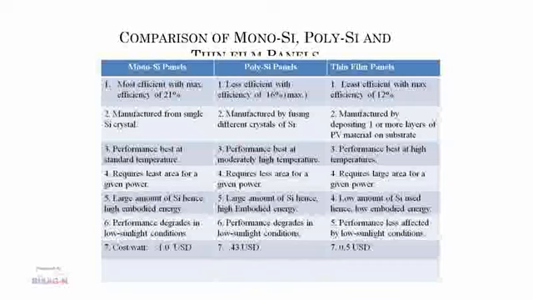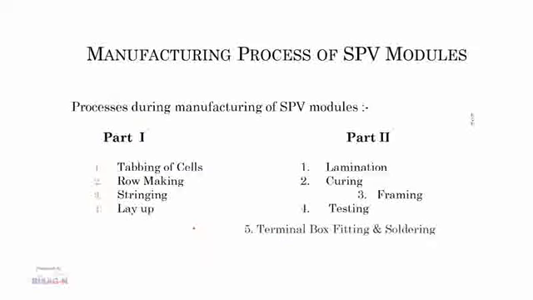Requires least area for a given power, requires less area for a given power, requires large area for a given power. Manufacturing process of SPV modules. Processes during manufacturing of SPV modules, part 1 and part 2. First one: tabbing of cells, row making, stringing, lay up. Second one, part 2: lamination, curing, framing, testing, terminal box fitting and soldering.